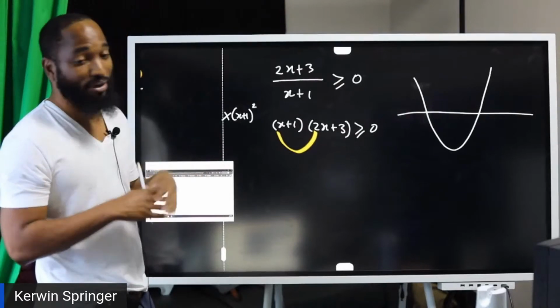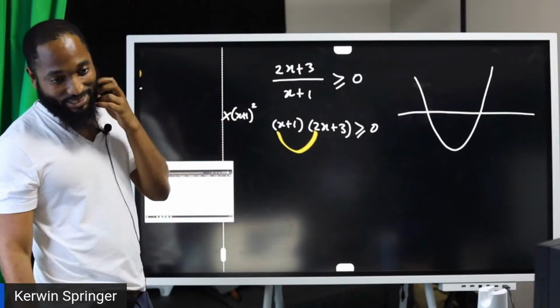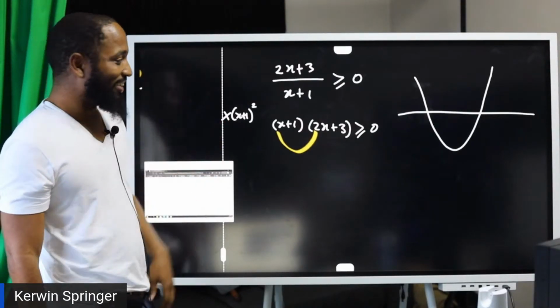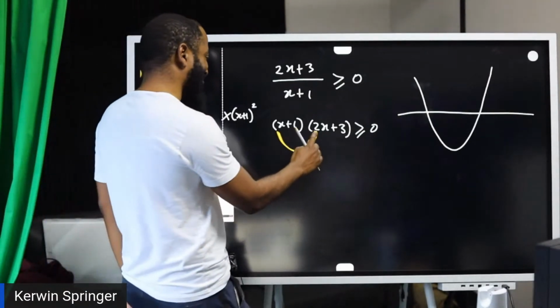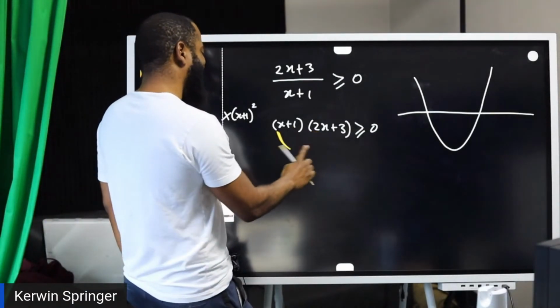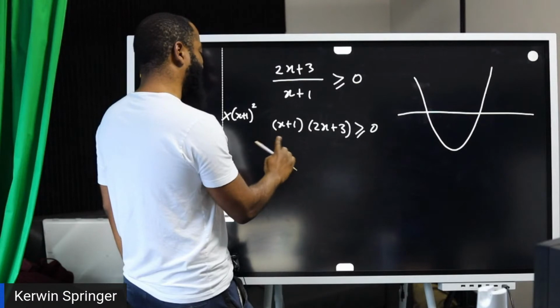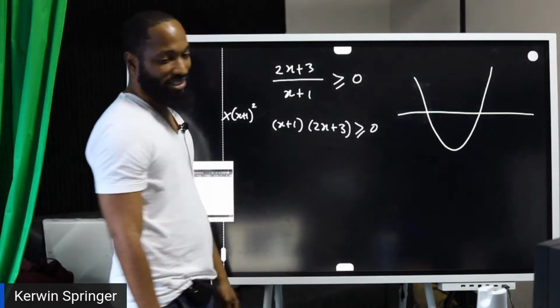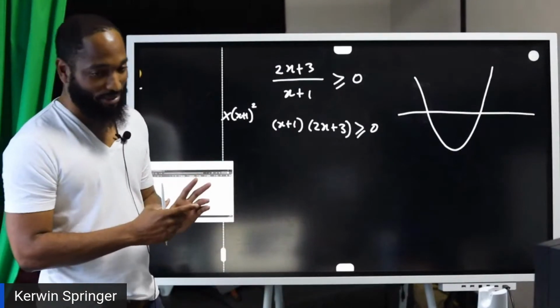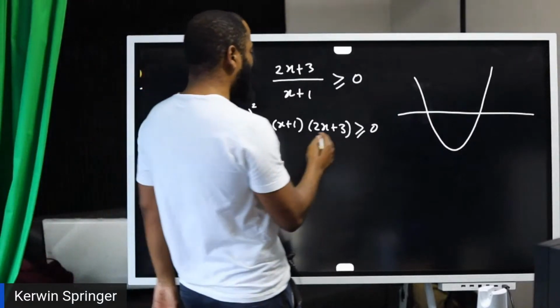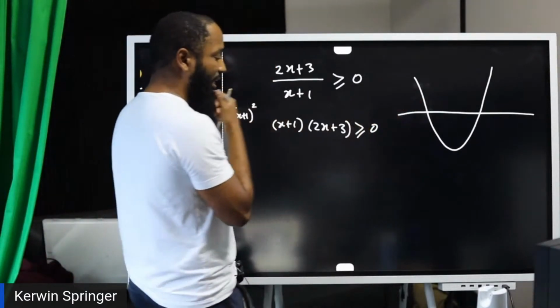It forms a minimum because A is positive. The coefficient of x squared is positive, and when the coefficient of x squared is positive, quadratics form a minimum. Well done. So because it forms a minimum, the graph will look like that.